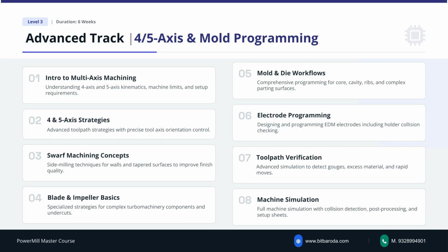Level 3, the advanced track, spans 6 weeks, covering 4/5 axis and mold programming. Topics include multi-axis machining fundamentals, specialized strategies, and swarf machining. You'll learn mold and die workflows, electrode programming, and full machine simulation with collision detection.